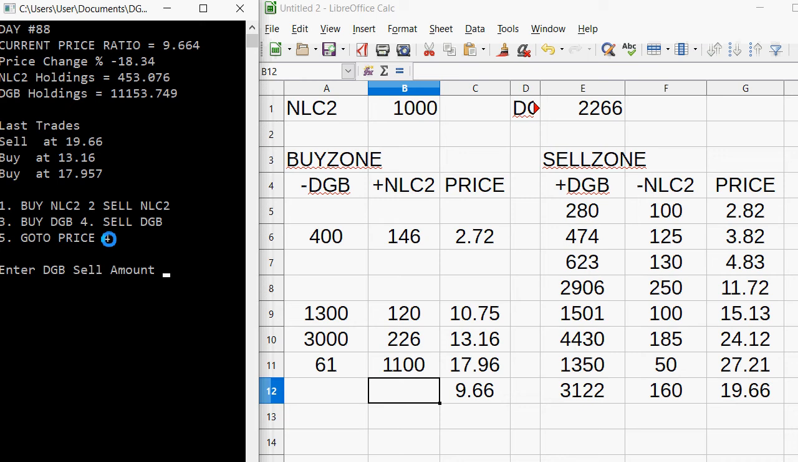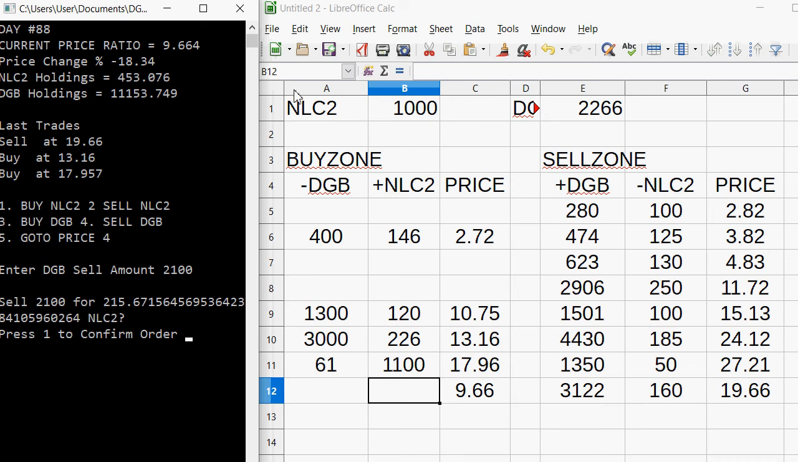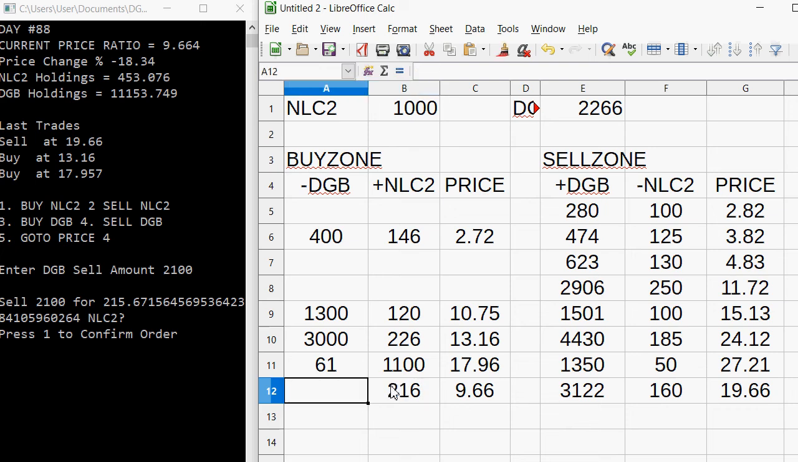So in a situation here, 3122, I would say, okay, what would 2100 do? And that would get me back 215. I mean, that is just a remarkable deal. 216 when you round it. But again, what's the difference? 215, 216, it's all microscopic. And I'm not looking for microscopic gains. I'm looking for much larger than that.